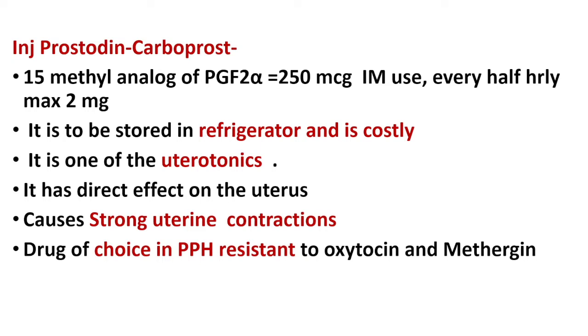The dose can be repeated every half hourly in cases of PPH or abortion purpose. Maximum dose is 2 mg. It has to be stored in the refrigerator and it is a costly medicine. It is one of the uterotonics and it has got direct effect on the uterus. It causes strong uterine contractions. Thus, it is a drug of choice for the PPH cases which are resistant to oxytocin or Methergine.